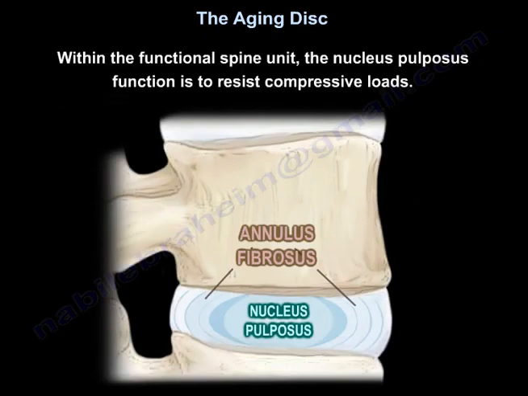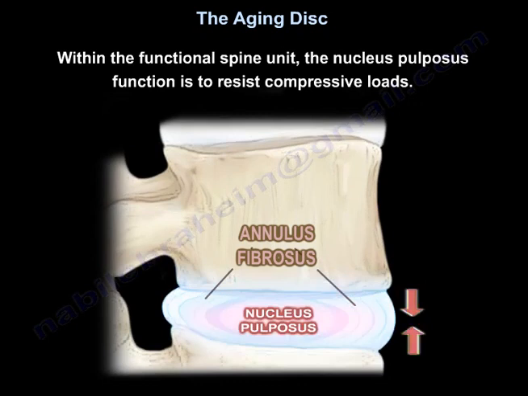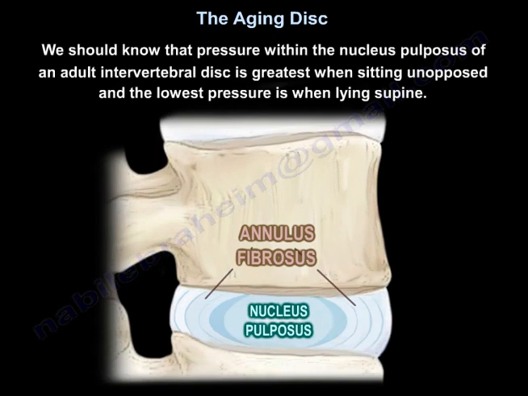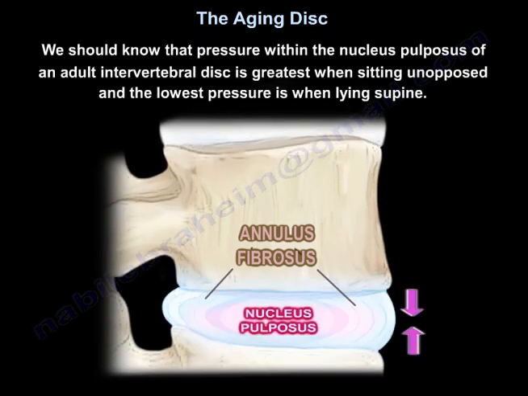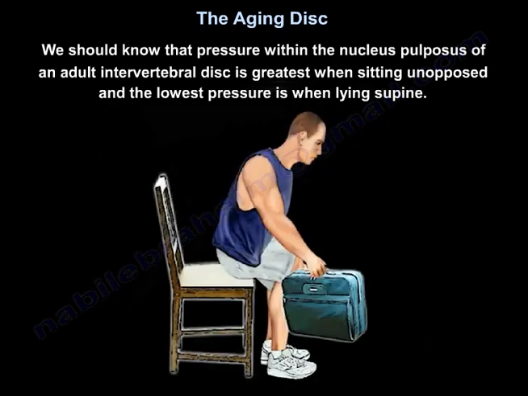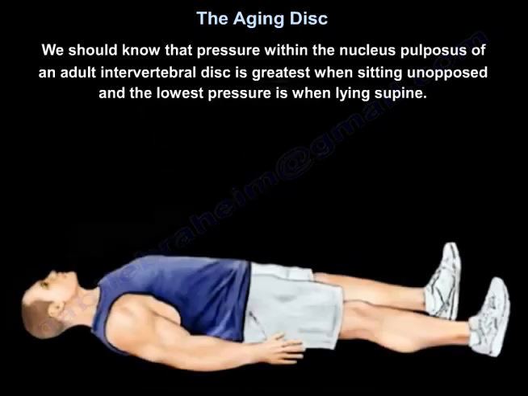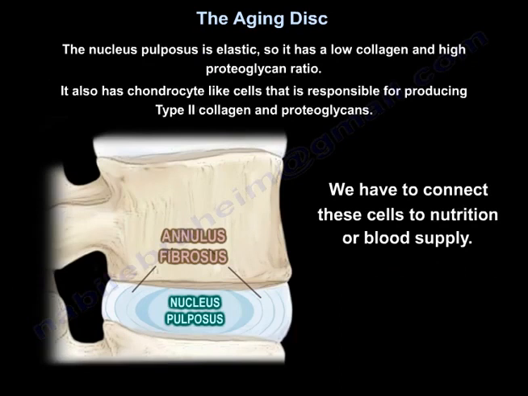So within the functional spine unit, the nucleus pulposus function is to resist compressive loads. We should know that pressure within the nucleus pulposus of an adult intervertebral disc is greatest when sitting unopposed. The lowest is when lying supine. The nucleus pulposus is elastic, so it has a low collagen and high proteoglycan ratio. And it also has chondrocyte-like cells that are responsible for producing type 2 collagen and proteoglycans.